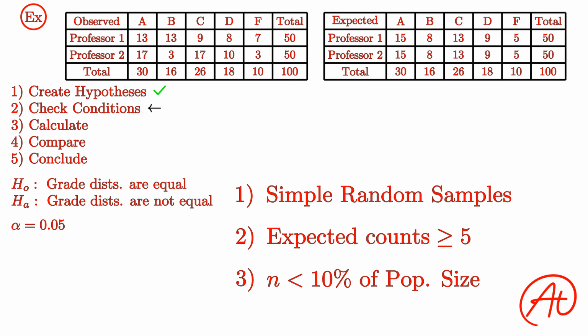Going through these for our problem, the question stated that you take simple random samples, so that checks off the first condition. Next, when we calculated the expected counts for each category, we found them each to be greater than or equal to 5, so that checks off the second condition. Lastly, let's assume there are more than 500 students taking each class, so that the sample size of 50 for each class is less than 10% of the population size for each class, and that checks off our third condition.